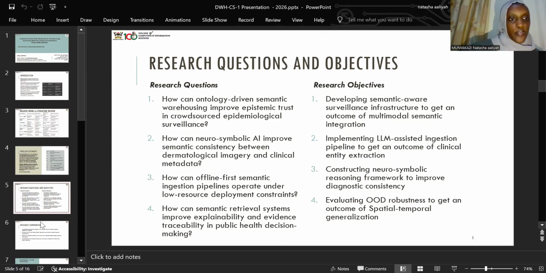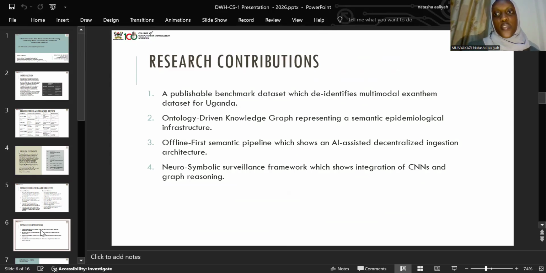Then I'll go to our research contributions. What were we able to do? The project makes four major contributions. One, it provides a multimodal benchmark dataset for mpox surveillance in Uganda. It introduces, pardon me, an ontology-driven knowledge graph for semantic epidemiological reasoning. Thirdly, it presents an offline fast semantic ingestion architecture suitable for real deployment. I'll be showing it to you later on.